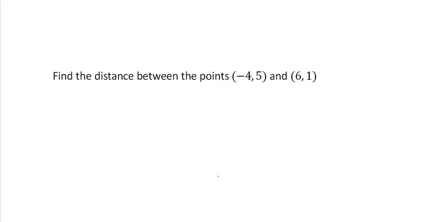So we're asked to find the distance between these other 2 points. Same process is going to happen. I'm going to have my x values. I'm going to have 6 minus a negative 4, quantity squared, plus I'm going to have my 1 minus a 5, quantity squared, right? And then that's the square root of that whole thing.